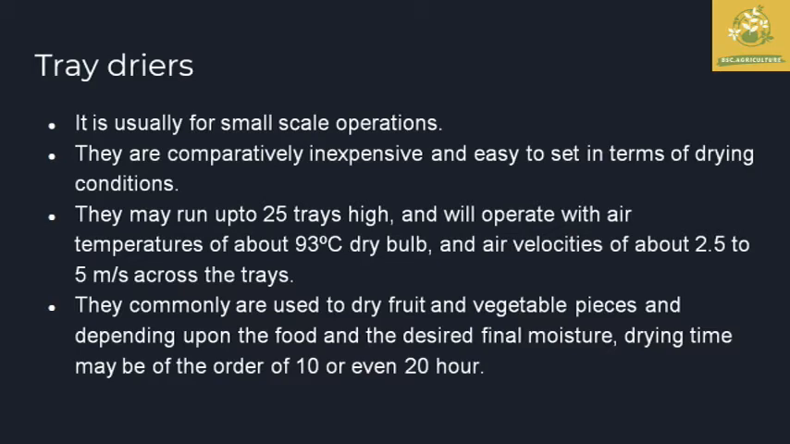And the next one is tray dryers. It is usually for small scale operations, so they are comparatively inexpensive and easy to set in terms of drying conditions. They may run up to 25 degrees higher and operate at a temperature of around 93 degrees centigrade dry bulb, with an air velocity of about 2 to 5 meters per second across the trays, and can be used for drying dry fruits and vegetable pieces. Based upon the food and the desired final moisture, drying can take up to 10 or 20 hours.